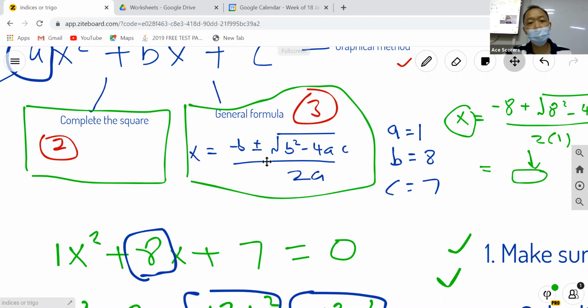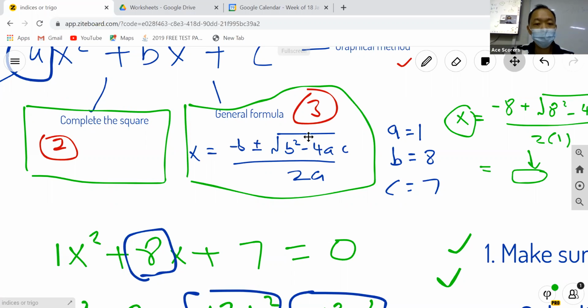Okay, please copy this general formula. Some of my students really love this because this is the no-brainer. What's the meaning of no-brainer? That means you don't really have to think, right? You just need to identify A, B, C, throw them into the equation and you'll be fine.